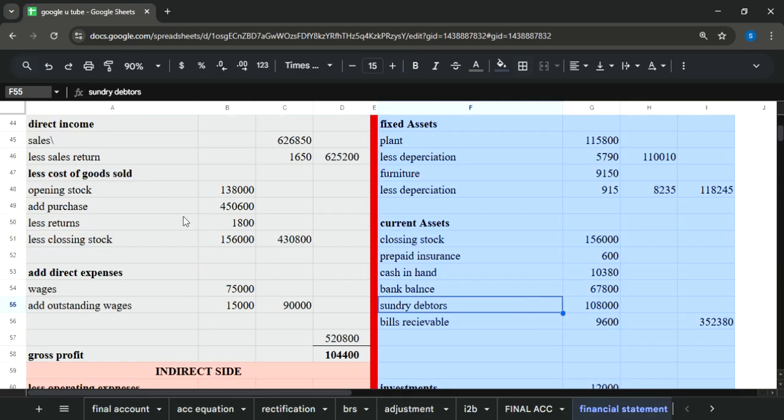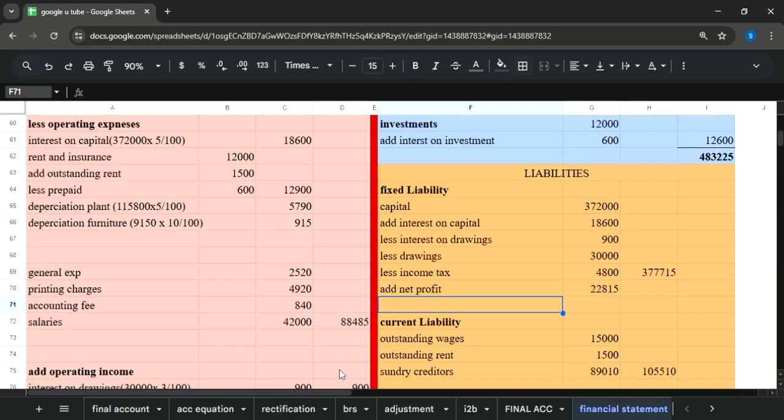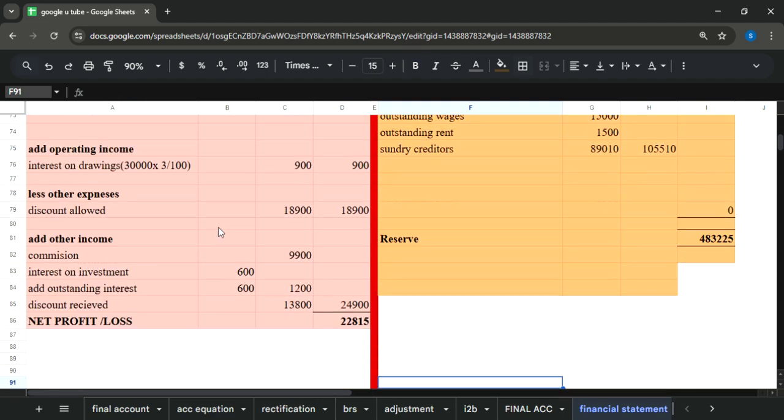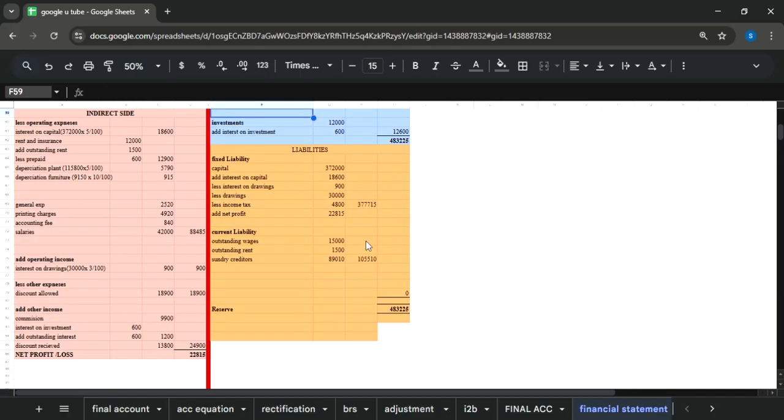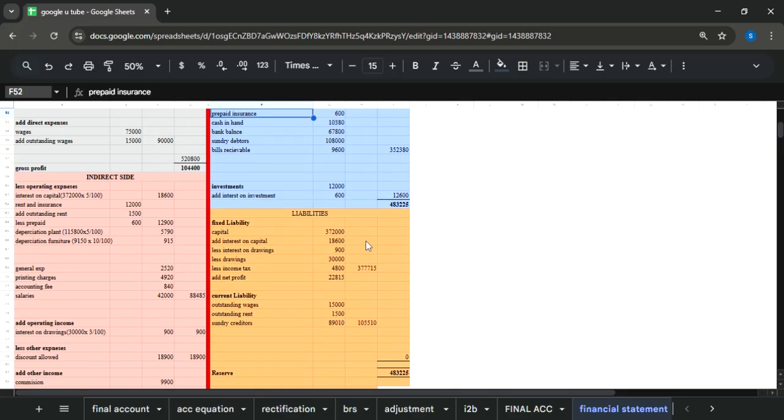This was your direct side, gross profit was calculated. This was your indirect side, and we have calculated net profit. Why not? I should zoom out to let you know how much length of this question was. Look at here, I have zoomed out 50%, but still it's not on the screen. So let's make a little more down. Okay, no place is there. You can see that question has been started over here.